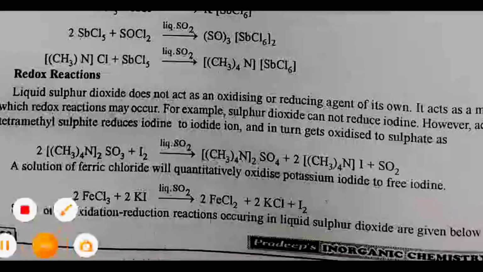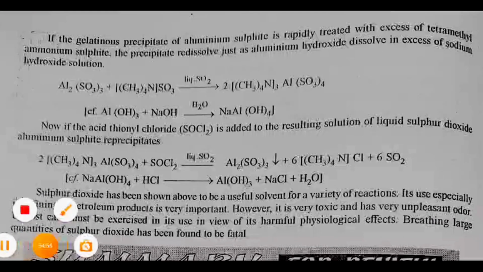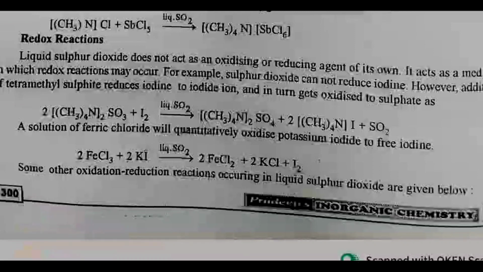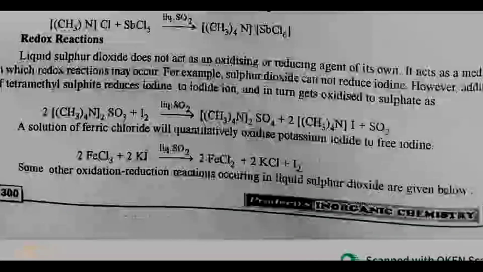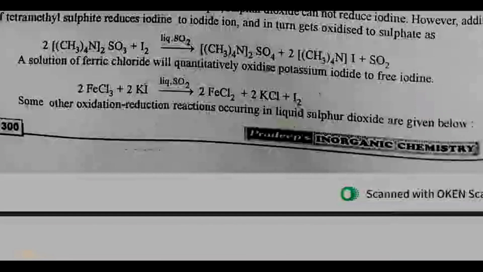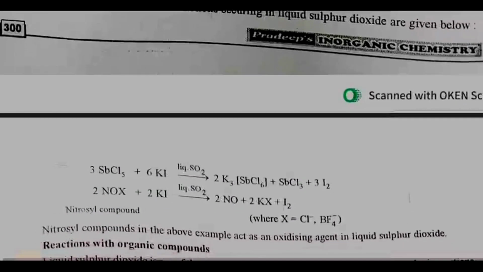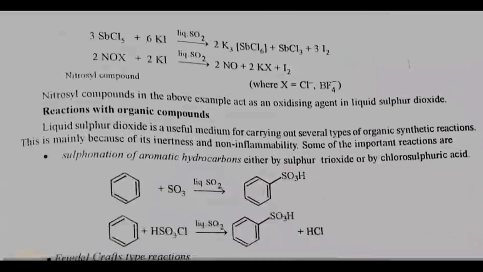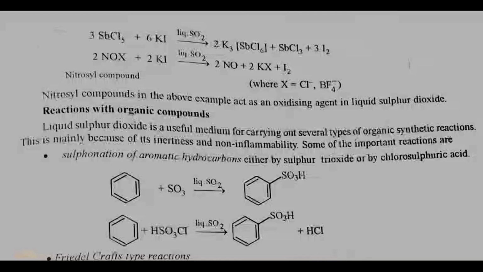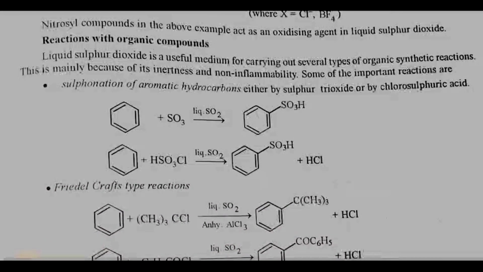Redox reactions. Liquid sulfur dioxide does not act as oxidizing agent or reducing agent of its own. It acts as a medium in which redox reaction may occur. For example, sulfur dioxide cannot reduce iodine. However, addition of tetramethyl ammonium sulfite reduces iodine to iodide ion and in turn gets oxidized to sulfate. A solution of ferric chloride will quantitatively oxidize potassium iodide to free iodine. Some other oxidation reduction reactions occurring in liquid sulfur dioxide are given below. Nitrosyl compounds in above example act as an oxidizing agent in liquid sulfur dioxide.